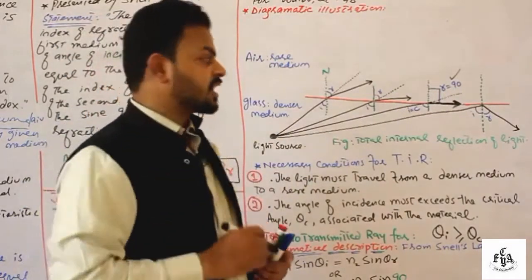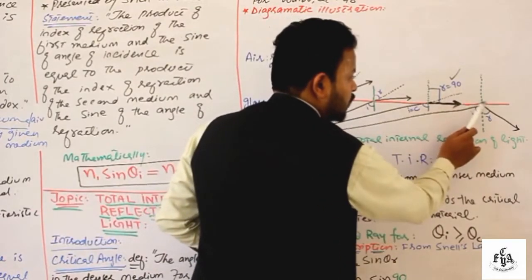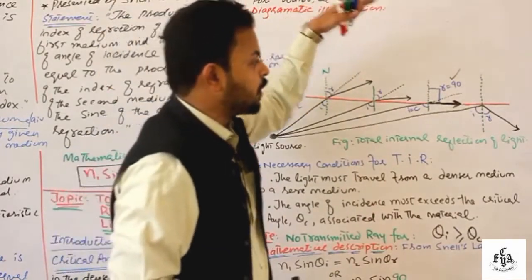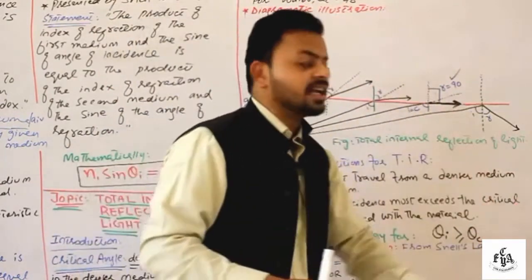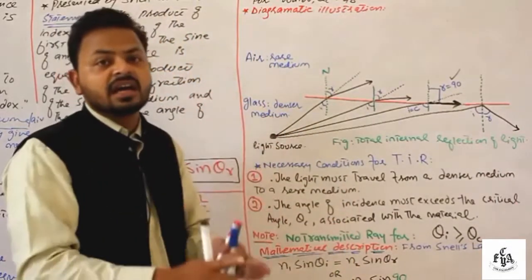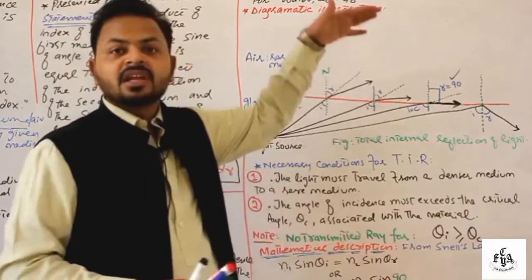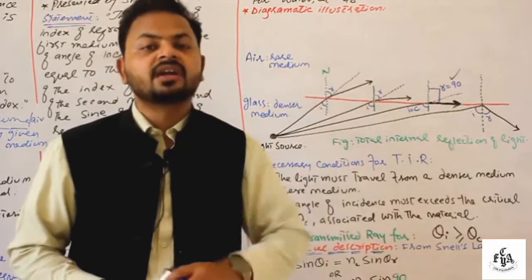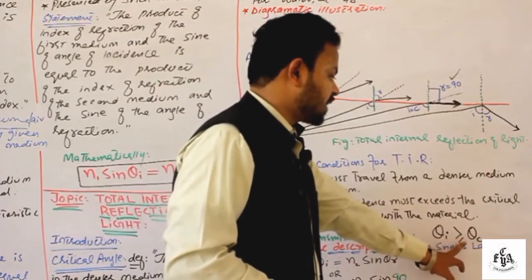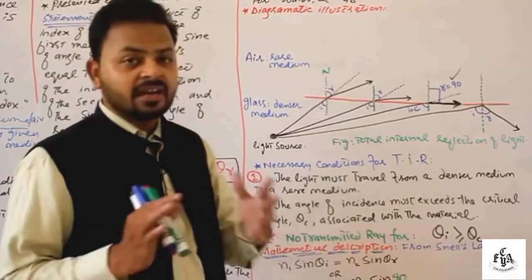Now this is very tricky. If further rays come and strike the boundary, they will not be refracted into the rare medium, but they will all be reflected in the same medium from where they came. That is why this is called total internal reflection. Total means all the light will reflect back in the same medium from where it is coming. Do remember, if the angle of incidence is greater than or equal to the critical angle, there will be no transmitted ray.